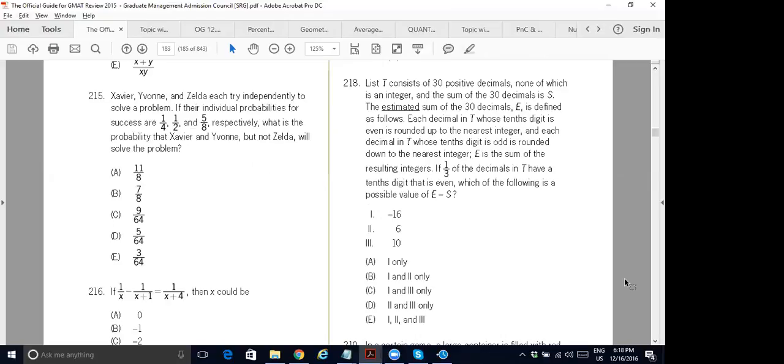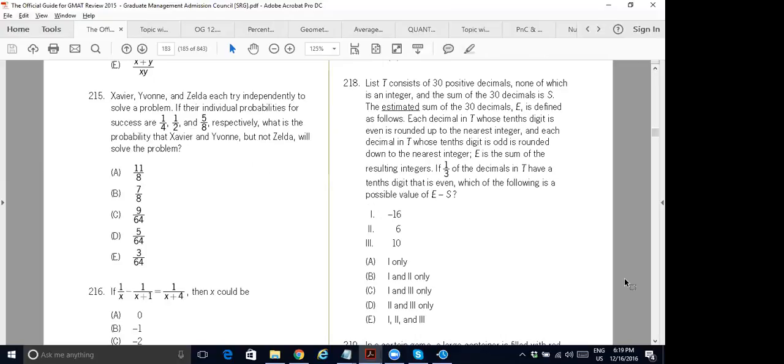Integers. We can say integers, yes, because you're rounding up and rounding down. E is the sum of the resulting integers. If 1/3 of the decimals in T have a tenth digit that is even, what is a possible value of E minus S?